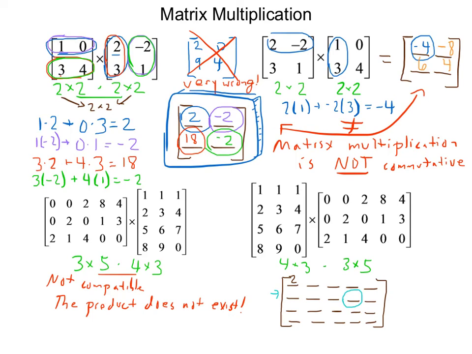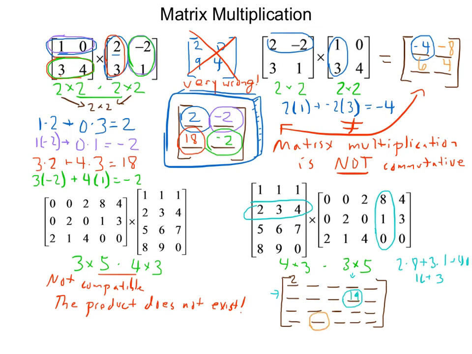It is row 2, column 4, so it's going to be built from row 2, column 4. And then I'm going to go across there. 2 times 8, plus 3 times 1, plus 4 and 0. So that is 16 plus 3. We're going to have a 19 in there.